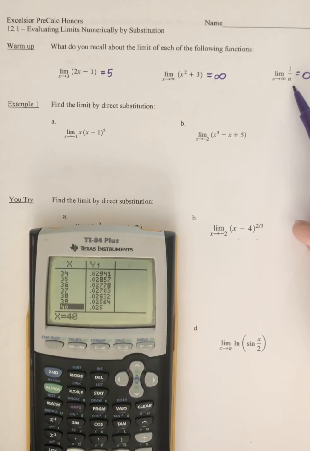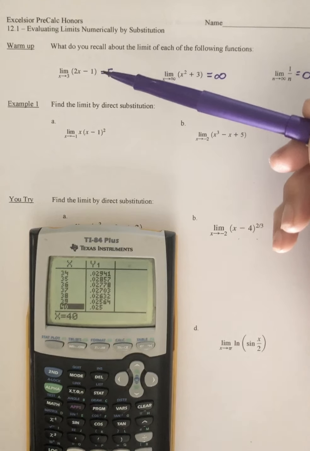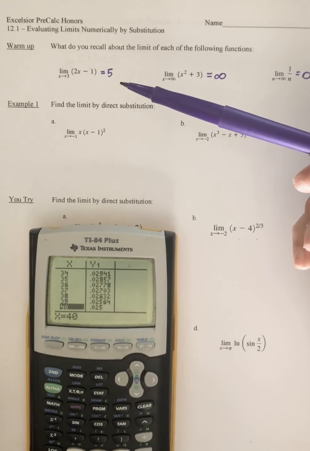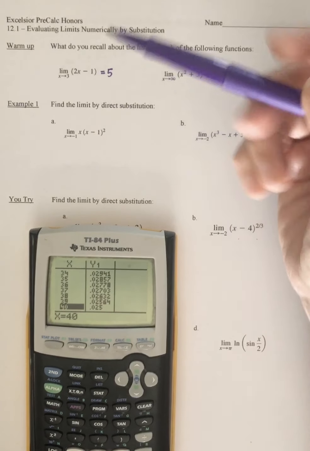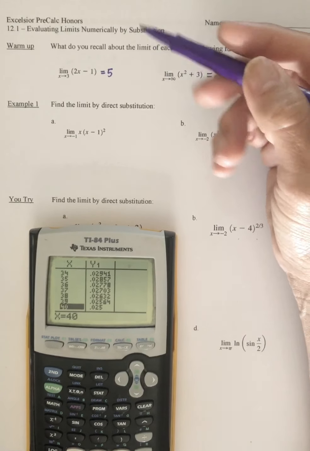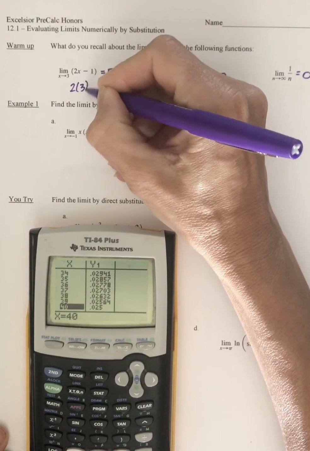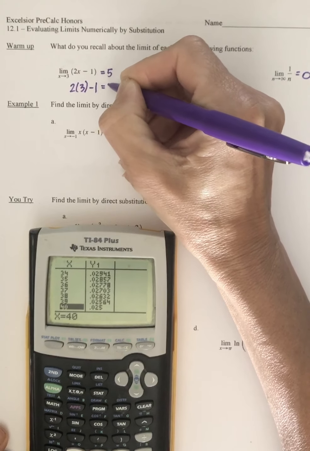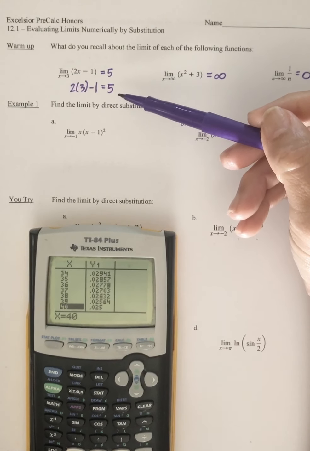Remember, bottom heavy, right? This is n to the first. There's no n up here. So like that terminology is going to come back into play again. But I want you to look back at this first warm-up example. And the first warm-up example said when x was approaching 3, the value was 5. We could get that with direct substitution, right? If x was 3 approaching 3, 2 times 3 minus 1 gives us 5. And that's what we're going to build on today, the idea of direct substitution.